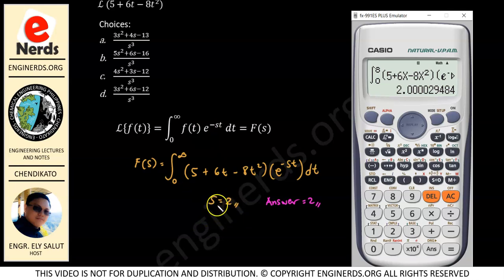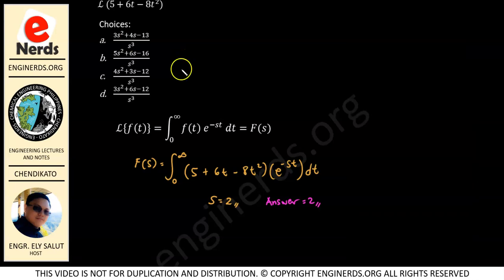So, kanina nag-assume tayo ng s is equal to 2. We're going to substitute that here sa mga choices natin dito. At kung alin dito ang magbibigay ng answer na 2, that will be the correct answer. Okay? So, in order to save time, I will tell you now that the answer here is letter B.